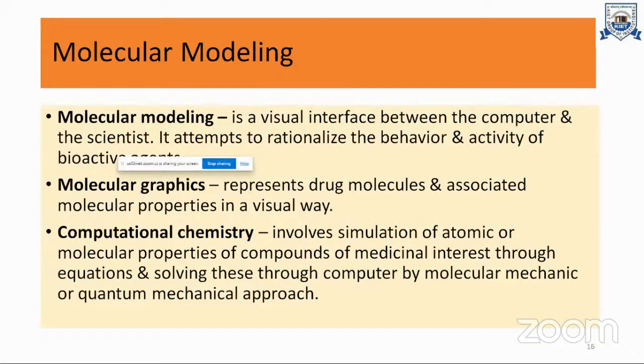In the modeling part, we have an interface between the computer and the scientist working on it, and we can visualize or rationalize the behavior of the chemical compound and its biological activity. As I was talking about drug receptor interactions, that was possible to visualize with the help of molecular modeling tools. Then there are molecular graphics tools, which help to present the drug molecules and their molecular properties in a visual way. For example, you could have seen pictures where molecules are shown with blue and red areas, which is a graphical presentation of hydrophobic and hydrophilic regions of the molecule.